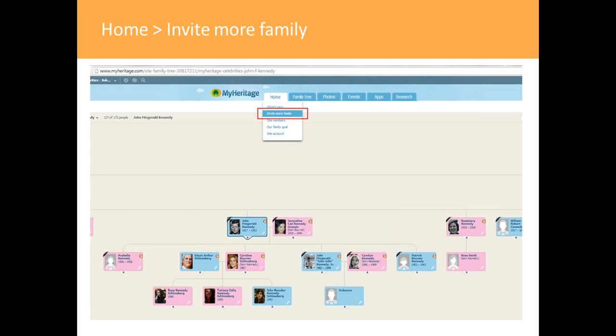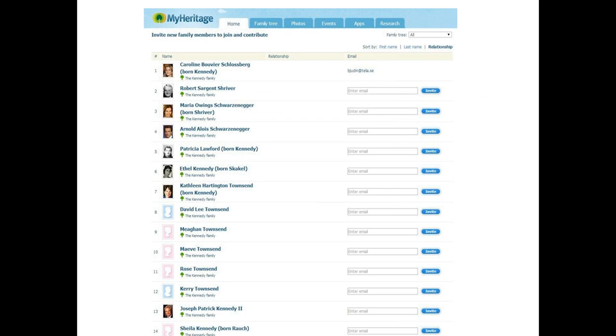So to invite family members to your site, all you have to do is go Home, Invite More Family, and there you'll see a list of everyone in your family tree. And you have the option to add an email address to invite them. You can sort that list by first name or last name in order to find someone more easily. This list will only have people that are already in your family tree.